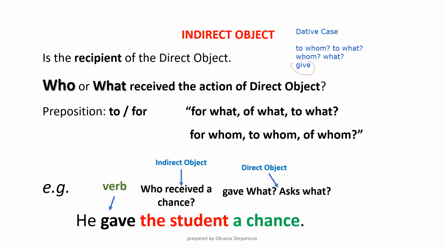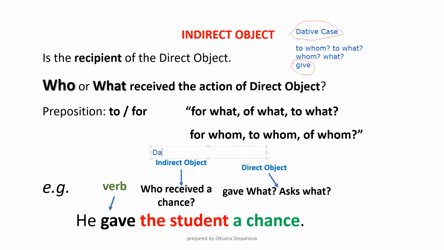If you want to check a direct object or indirect object, or whether it is dative case or accusative case in a sentence, always put the verb to give, whom, what. To give, to whom, to what. Use this verb with these questions and you get the answer. If you get the answer, you have an indirect object in your sentence, so you have the dative case, in other words. If you don't, you don't have the dative case in your sentence.